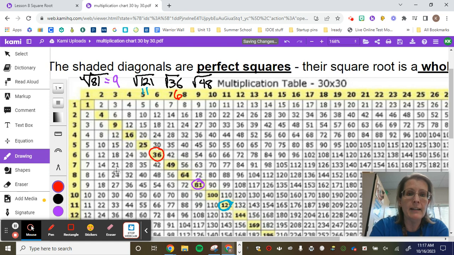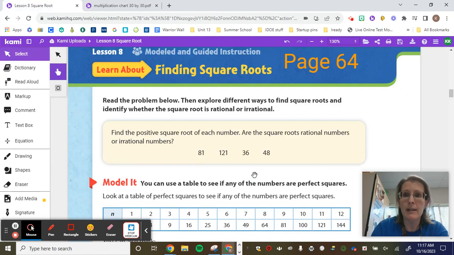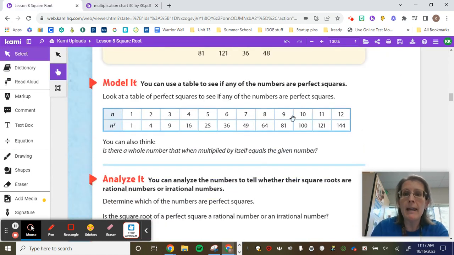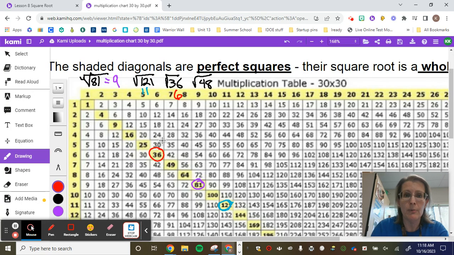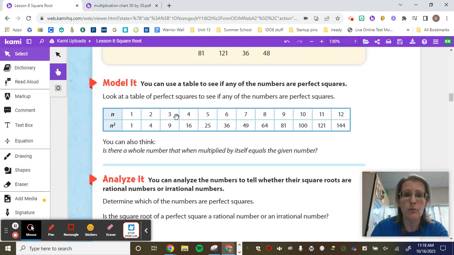And then 48. 48 is not a perfect square. 49 is the closest one. So 48 is not a perfect square, so we cannot find its exact square root because it would be irrational. Now back to page 64, they made a multiplication table here, or they just multiplied and did the perfect squares. You have a multiplication table that you can use to help you with those questions.